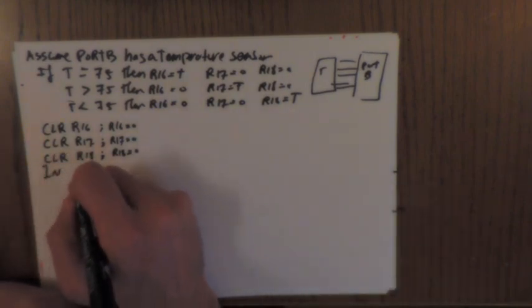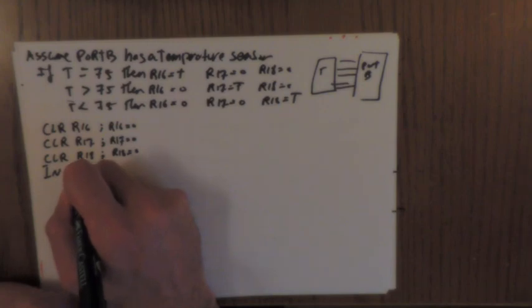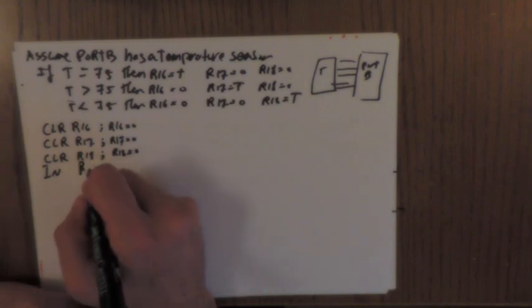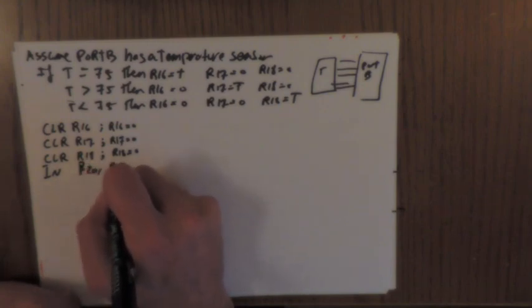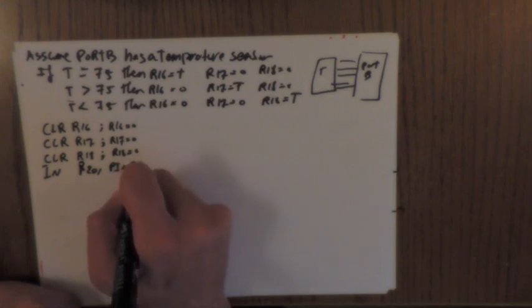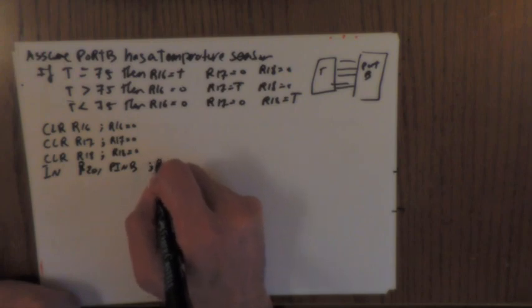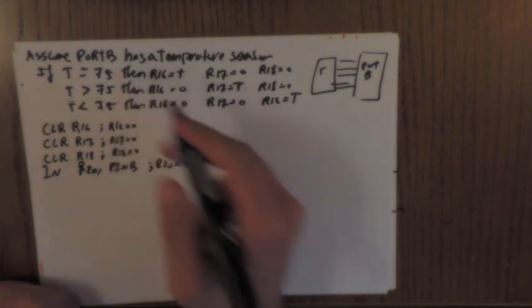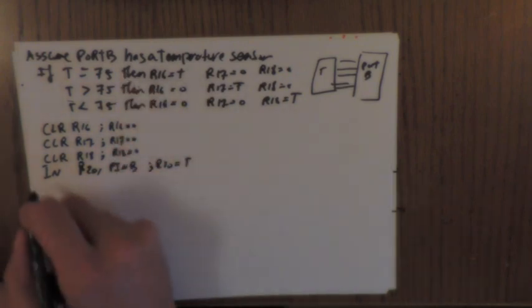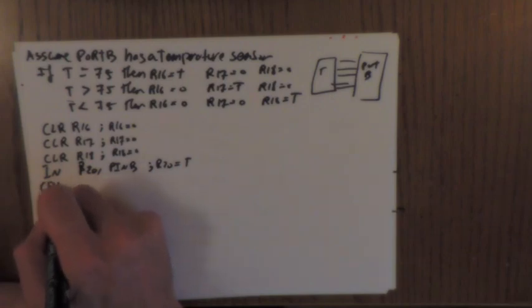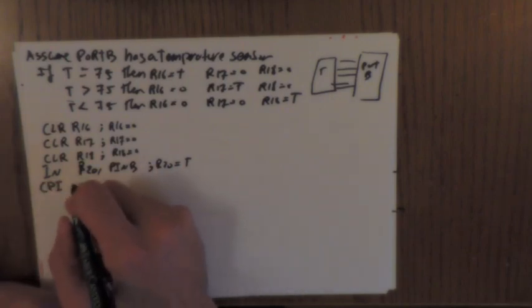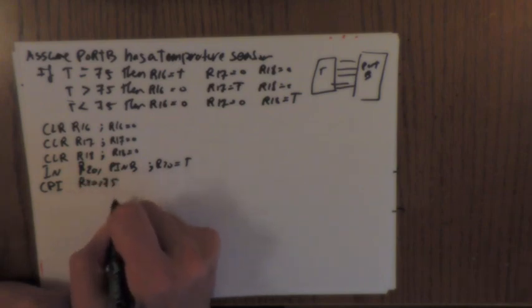So in R20, pin B. So I read into this value. Now I have in R20 the temperature. I need to compare it with 75. I can use the CPI instruction, compare with an immediate, and place R20, 75.